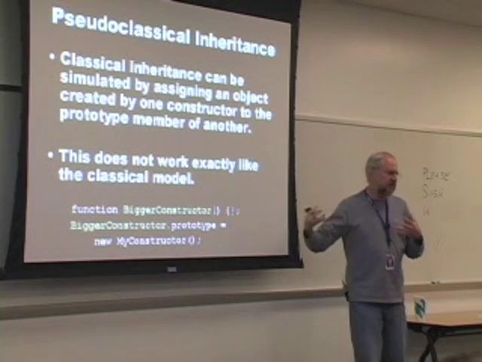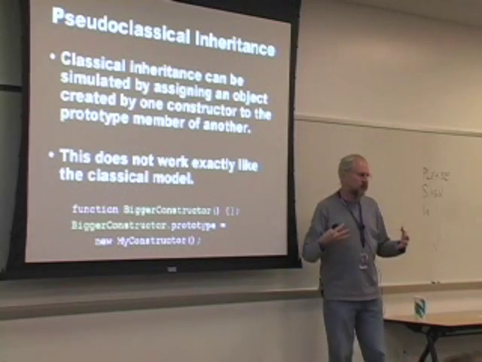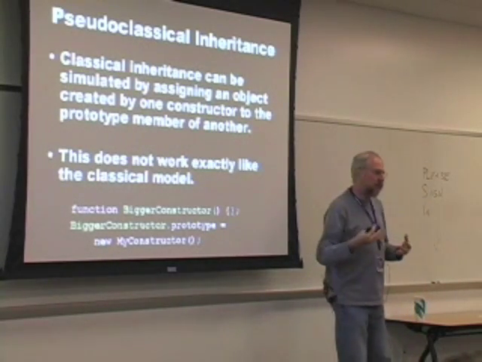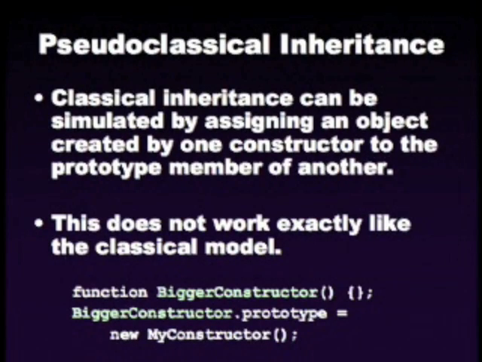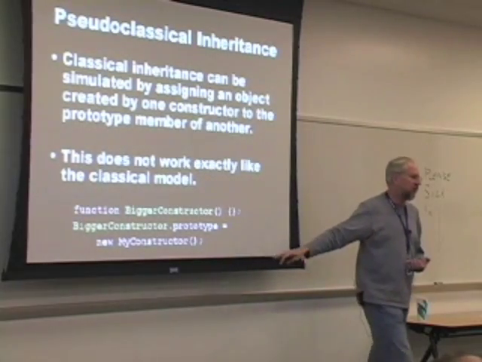Okay, so that's basically how classes work in the pseudoclassical school. So how does inheritance work? This is where it gets really odd. We do inheritance by replacing the prototype of one constructor with an instance from another constructor. So if I want bigger constructor to inherit from my constructor, I replace its prototype object with a new instance. This is a really, really bizarre looking notation. This is even stranger than the .prototype stuff that we saw before.